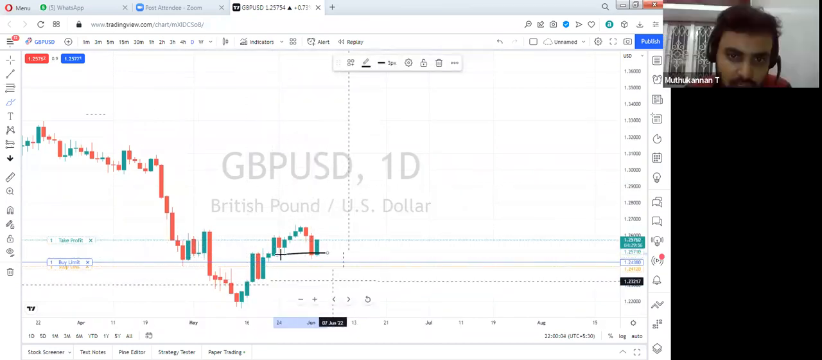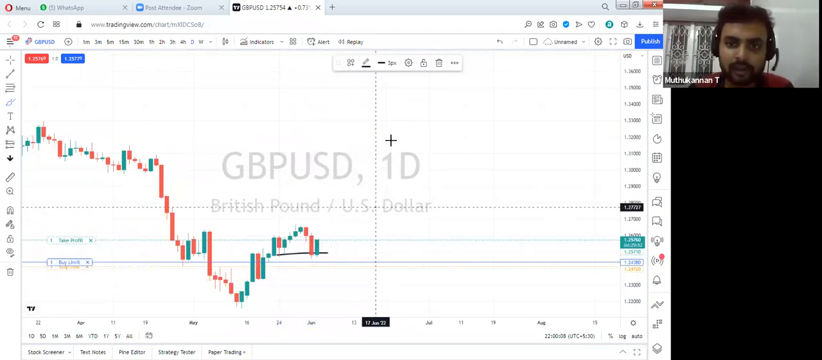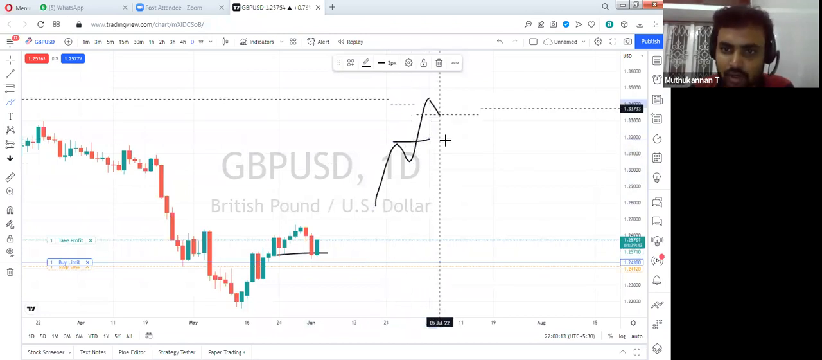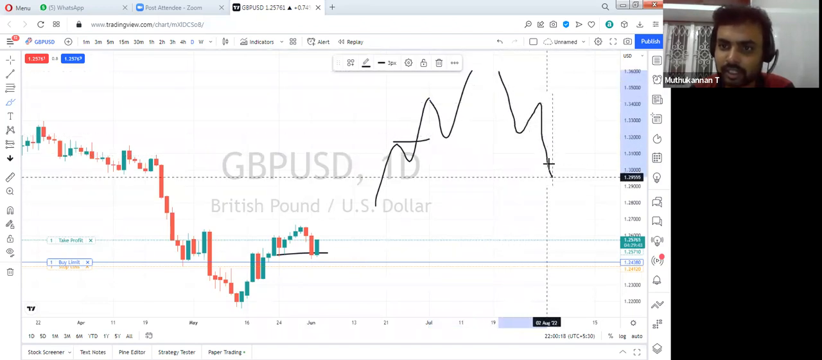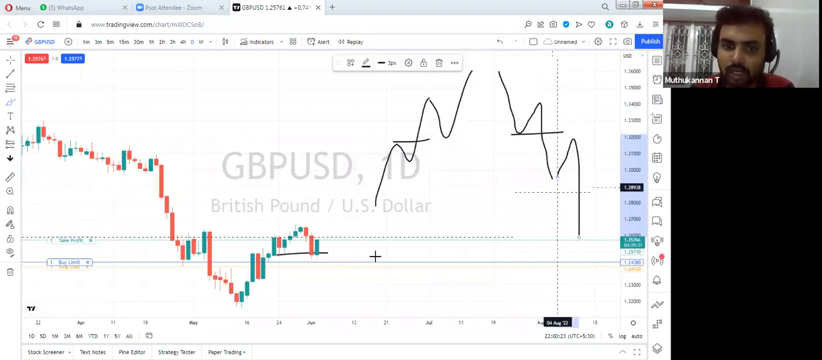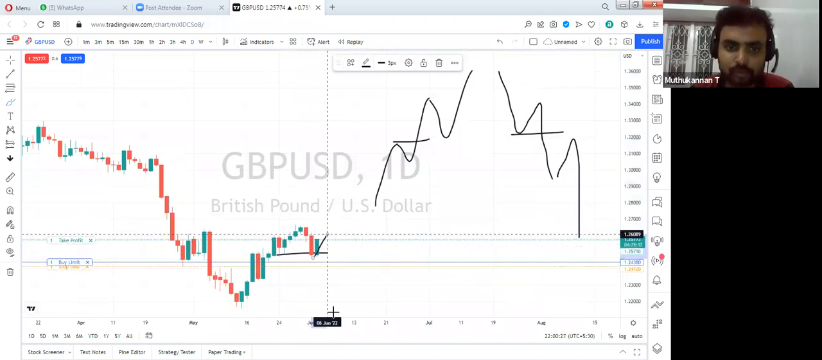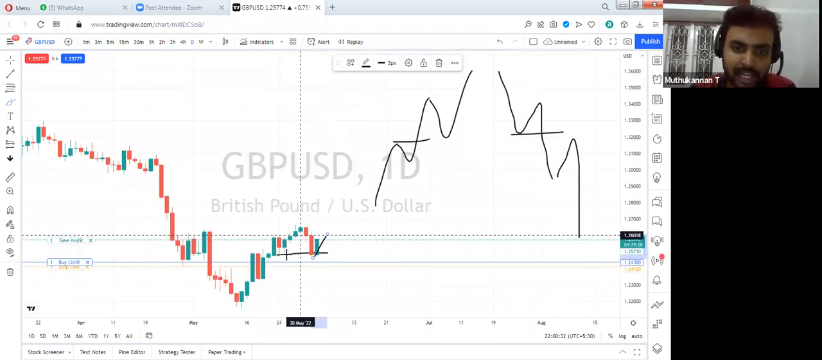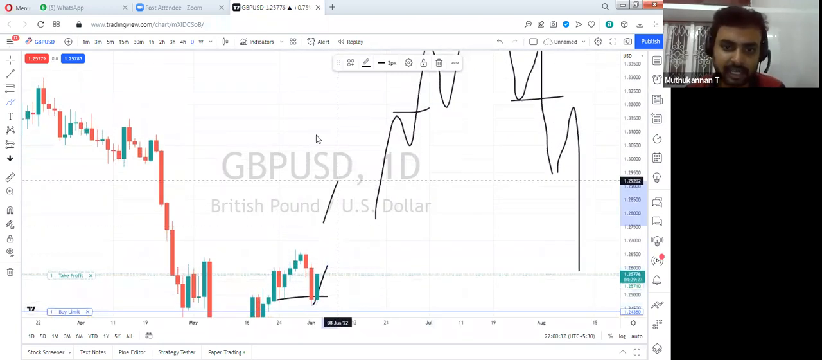Yes, it sort of broke the structure. Now, I told you guys, whenever the structure is broken upside, price will come down and then go up. Similarly, whenever the structure is broken downside, price will retrace and go down. This is what is happening here. It has broken the downside and it is retracing now. Upside movement is happening. This is yesterday's candle.